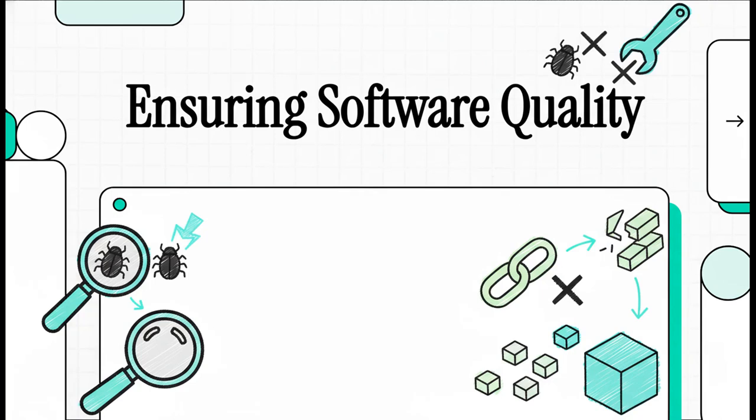In this chapter, we're going to explore the disciplined world of software quality assurance. We're going to look at how we find and fix problems before they ever affect a user. It's all about making sure the software we build is solid and reliable.